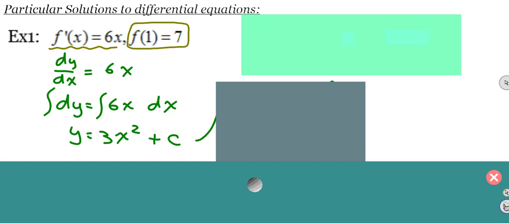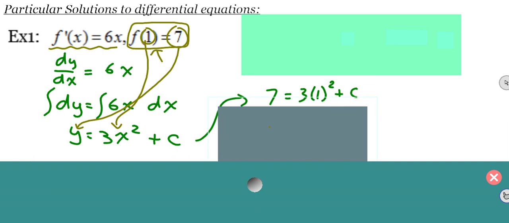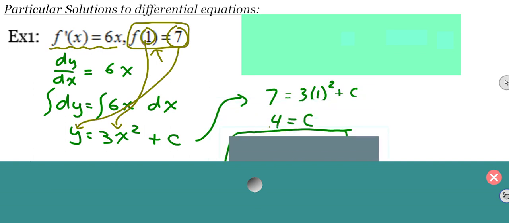All right, so we've got the 3x squared plus c. Now, we can get rid of this c by using our initial condition. This says x is 1, so we're going to take that 1 and plug it in for x. This says y is 7. We're going to plug that in for y, and we're going to solve for c. Oh. Okay, that is not helpful. Let's see if I can undo that. Okay. Down. So we plugged in, we get c is 4.